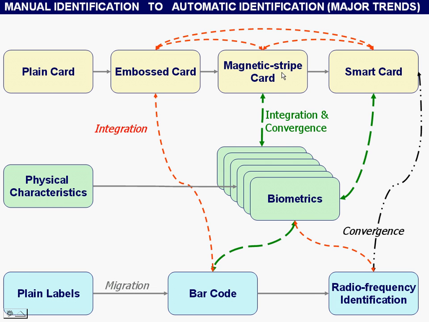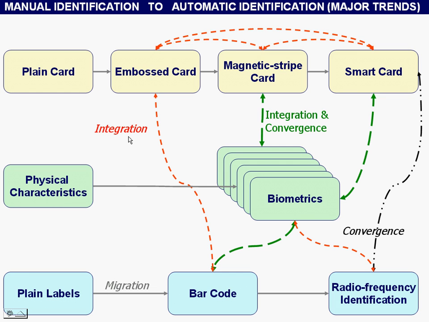You're also seeing an integration and convergence happening between the magnetic stripe card and biometrics. For example, biometric templates of a fingerprint can be stored on a magnetic stripe card, can be stored on a smart card, can even be stored on a barcode these days. In terms of integration, you could have a barcode card and that can be integrated to an embossed card as well.